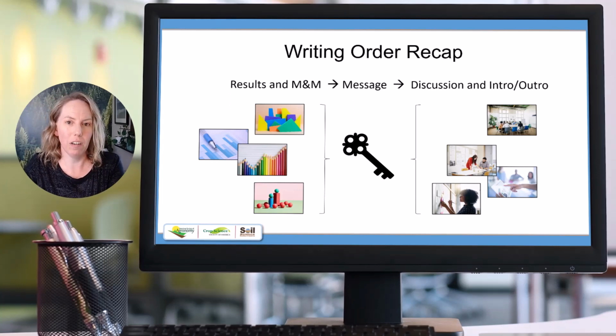On your next draft, try this suggested writing order. You may find that it helps you get stuck less often during the writing process.